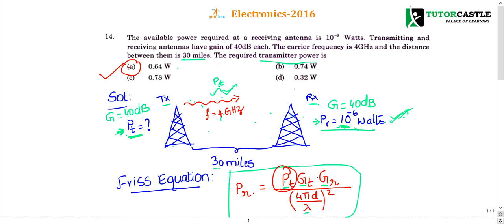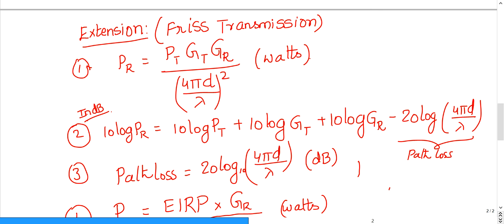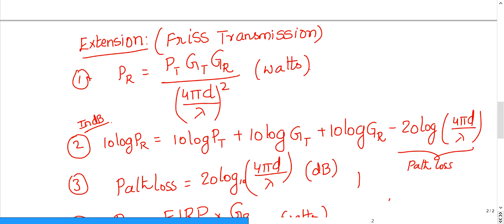Now let me tell you the extension to this concept or the formula. So here are the formulas based on Friis transmission. These formulas are very important, any one of them can be framed as a question. So try to remember or try to get the logic of all these formulas. In my view, if you remember this formula, it will help you get all the remaining formulas. The formula is PR equal to PT GT GR by 4 pi d by lambda whole square. I already explained what each letter indicates. So try to memorize this formula, and the unit is watts, not dB.